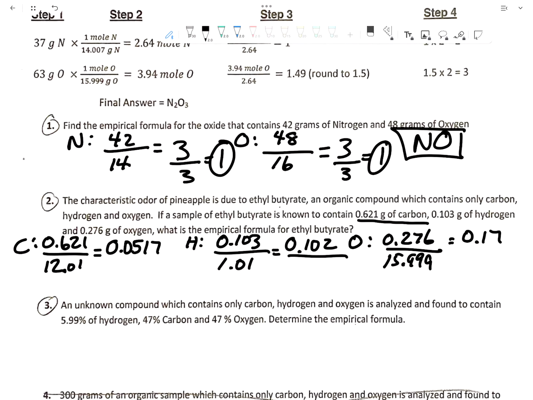Oops, wrong one. Excuse me. Let me get my eraser up there. Yeah, there we go. I'm going to have to configure the pen and settings. I haven't done that yet.